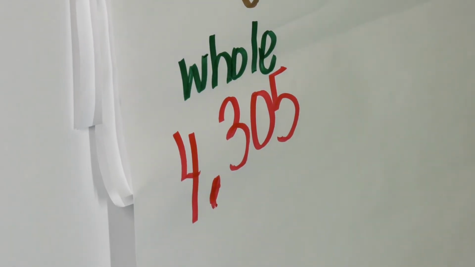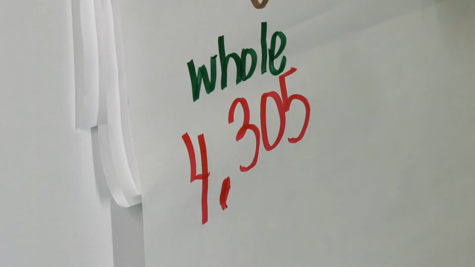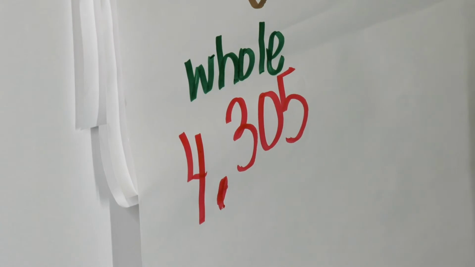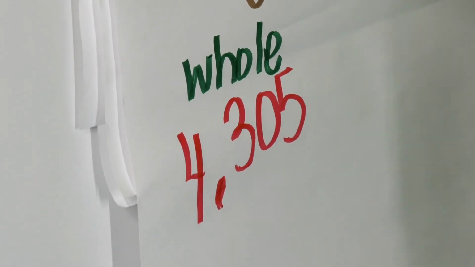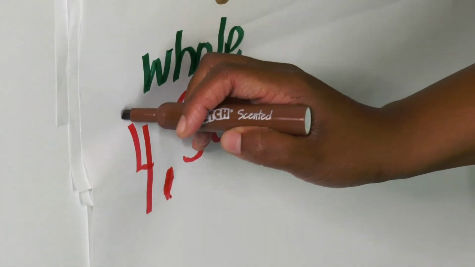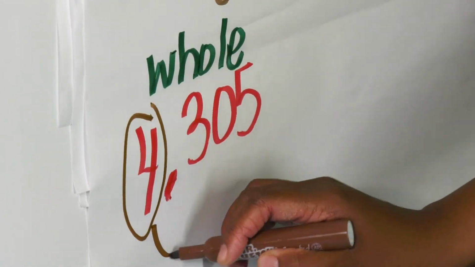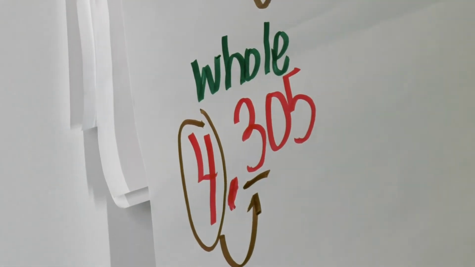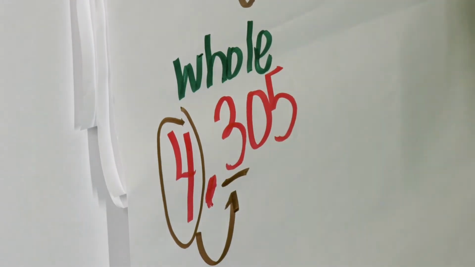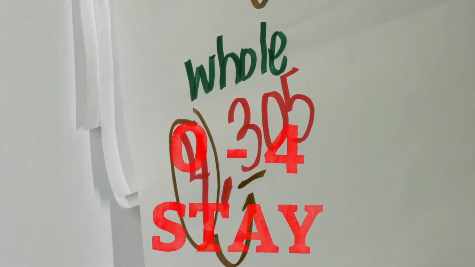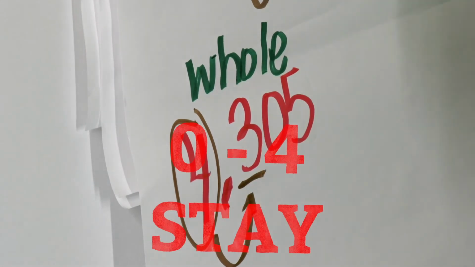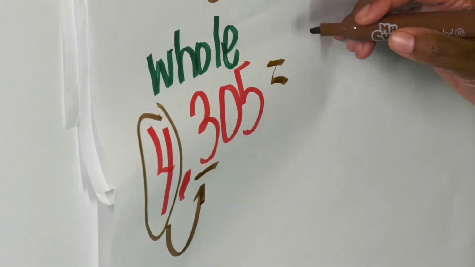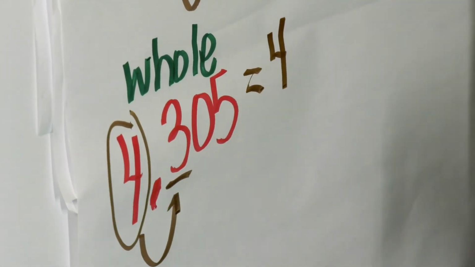So remember our place values. The whole number is the first digit in front of our decimal, and that would be the 4. So find that place value. Here's our whole number. Circle that digit. Move to the right. Underline. That digit is going to come from our rounding triangle. So what does the 3 tell you to do to the 4? The 3 tells you to stay the same. 4 and 305 thousandths rounded to our nearest whole number is just 4 wholes.